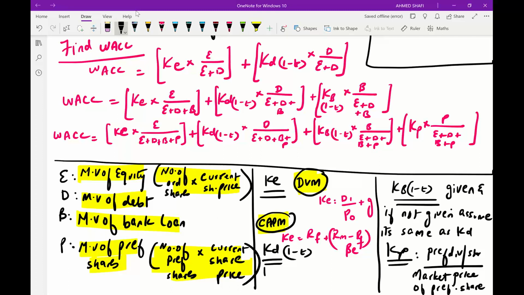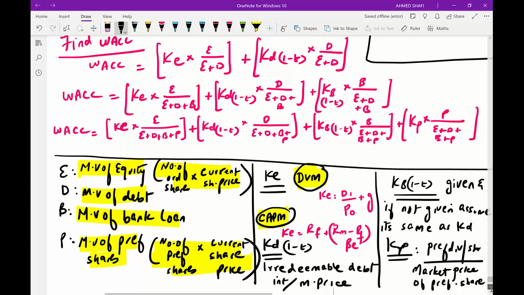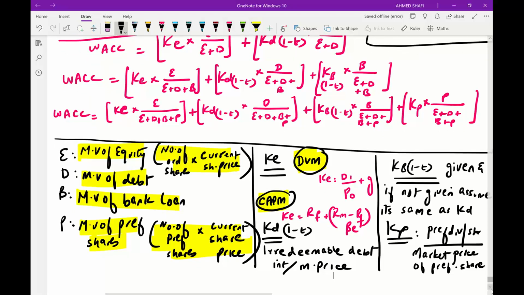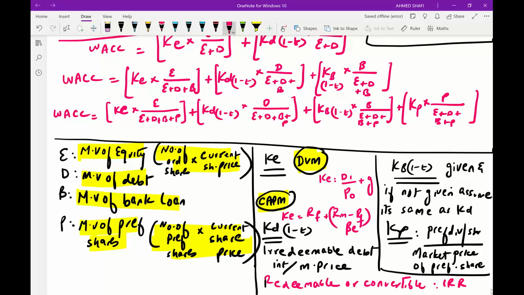And for KD, if debt is irredeemable, it's interest upon market price. If debt is irredeemable, it's interest upon market price. And if debt is redeemable or convertible, it's determined through IRR approach. Okay, so this is the complete sketch which I have made. I will be explaining all of these to you, but first please note it down so that we can then explain in detail. This is the golden sketch of weighted average cost of capital.